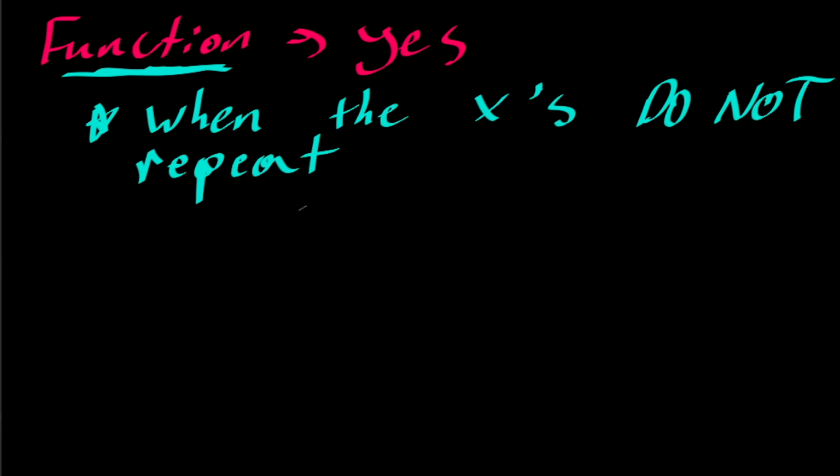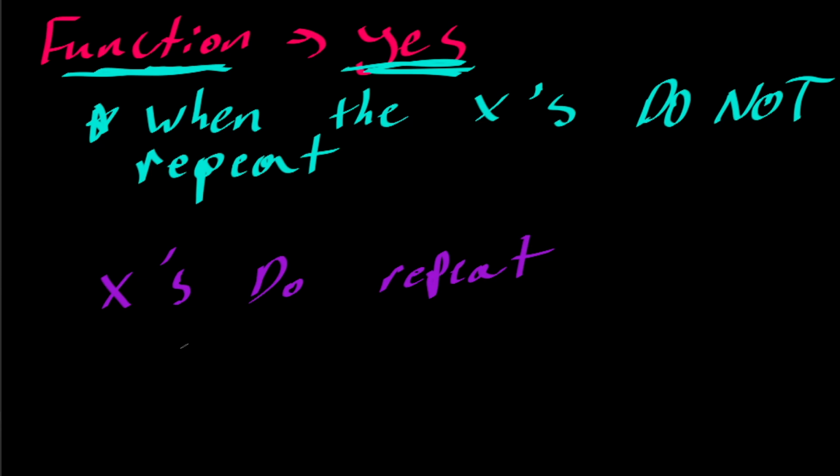I'll show you on a graph what it looks like because it's easier to understand, but it's very simple. If something is a function, you say yes, it is a function if the x values do not repeat. But let's say the x's do repeat. We would say no, whatever we were just given, that is not a function. So let's practice a couple with ordered pairs, and then I'll show you the graph.